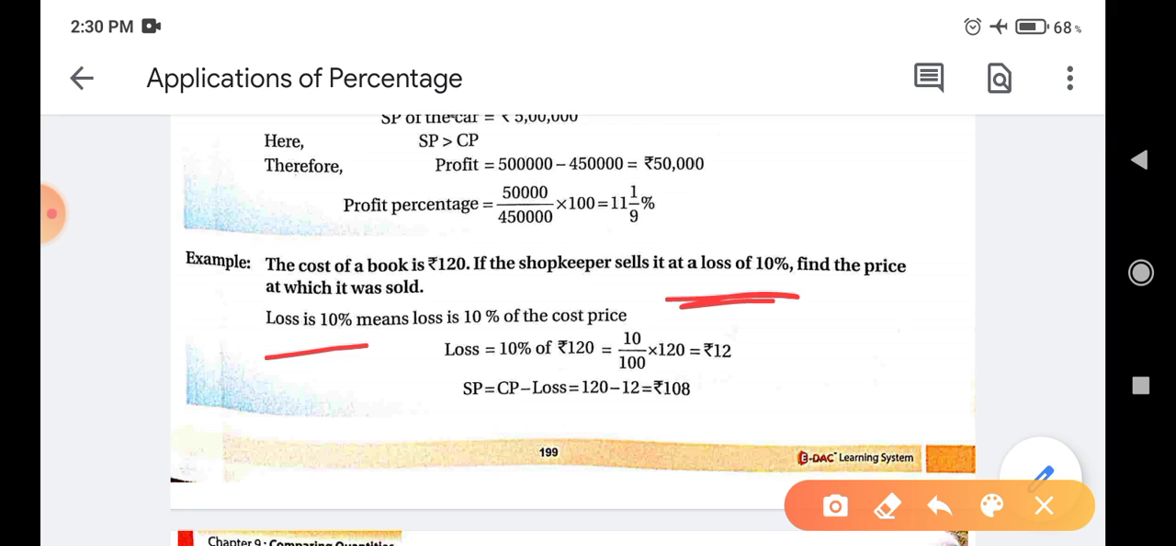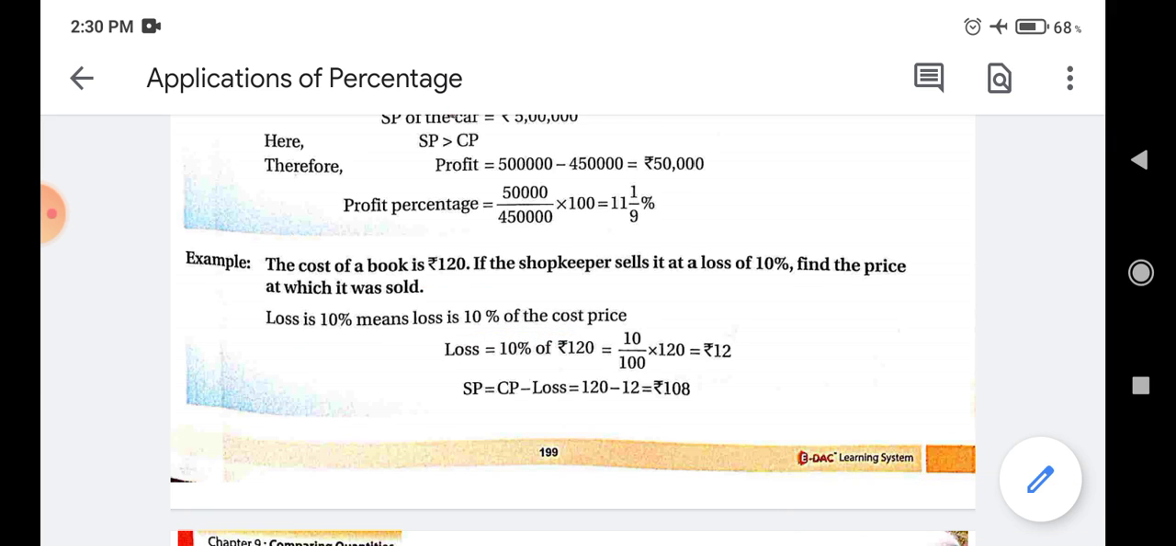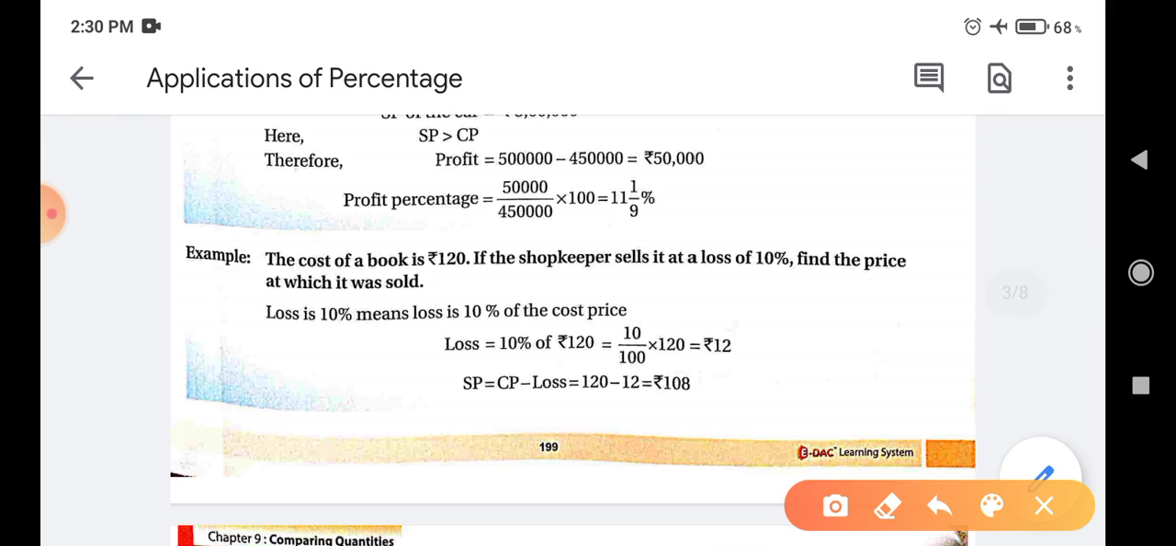So loss is 10%. It means that loss is 10% of the cost price. Loss is equal to 10% of CP, which is 120. Now we have to calculate 10% of 120. Then it will be 10 by 100 multiply 120. Then after calculating we get 12 rupees. Then we get loss is 12 rupees and CP is 120 rupees.